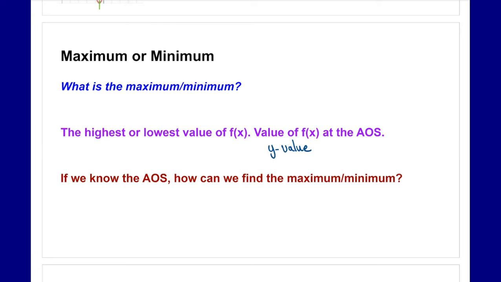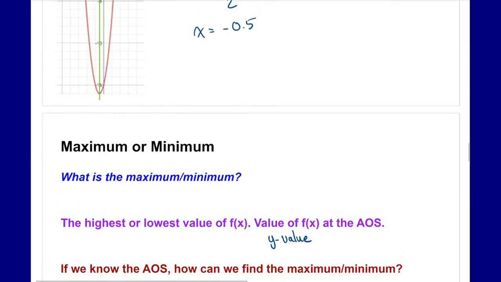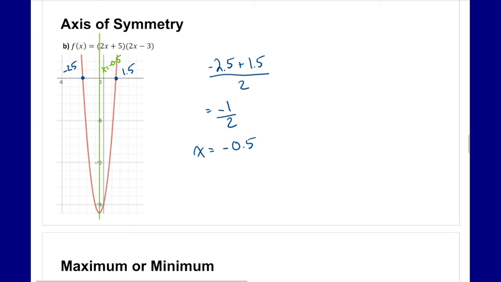So, if we know what the axis of symmetry is, we know where that middle value is, how can we find the maximum or minimum? Well, if we take a look back at this graph here, we can see that we're going to have a minimum down here at this value, the lowest value. So we know our lowest value is going to be down there. How can I figure out what that value is? What is this y value all the way down here on our function?